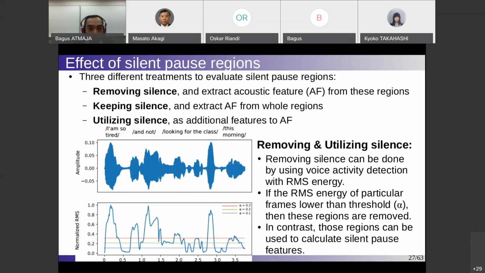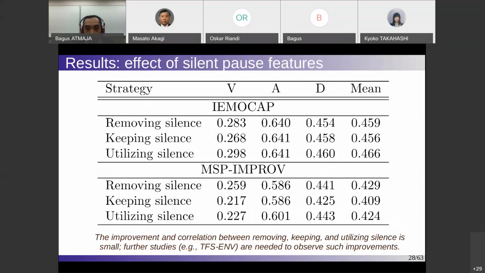And the last one is by utilizing silence. It means that we still keep silence, but we calculate the silence region as an additional feature, as calculated here by such methods. And the result is shown here among those 3 approaches. I evaluate 3 conditions in 2 data sets. First, in the IEMOCAP data set, either removing silence or utilizing silence leads to better performance than keeping silence in the traditional way.